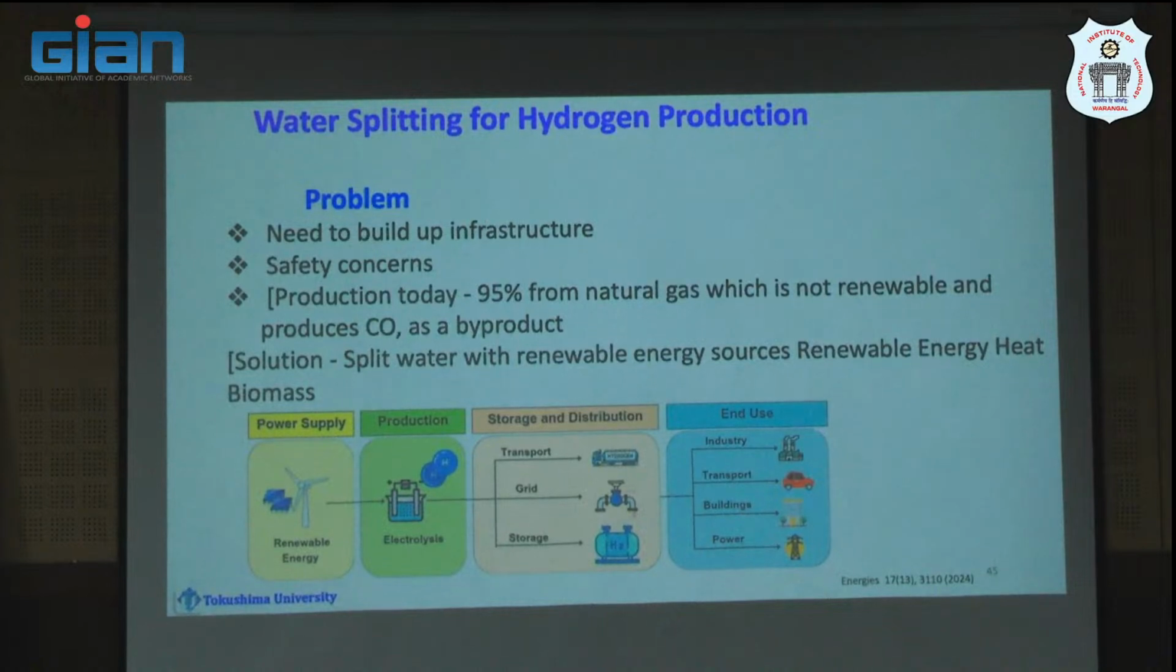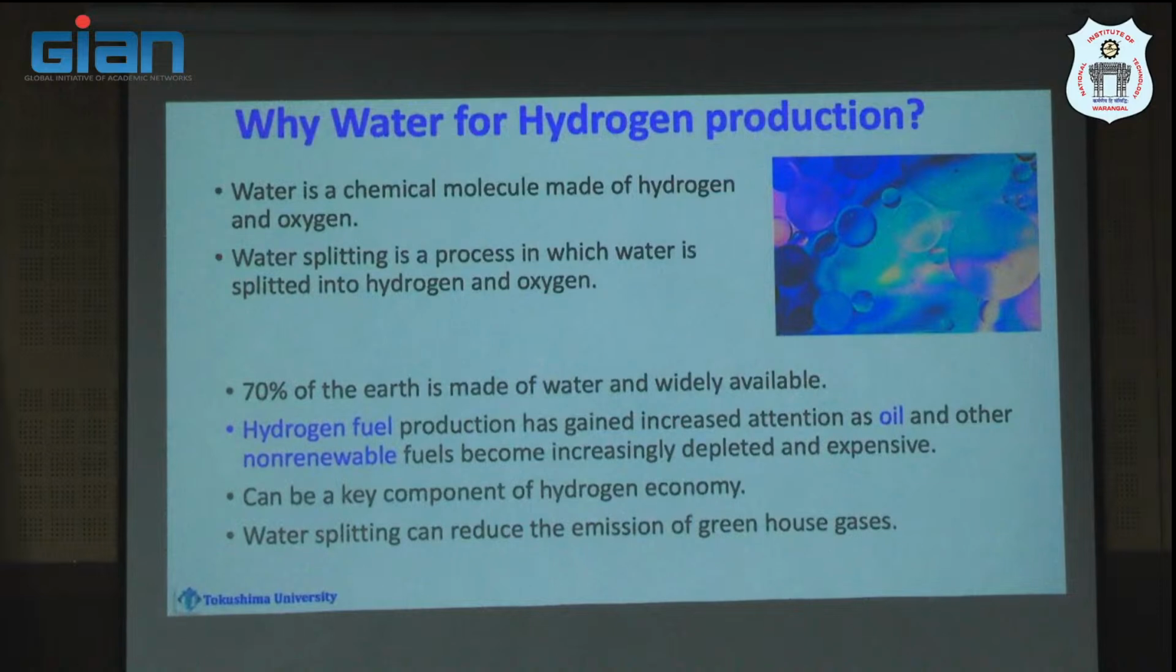And water splitting applications can be used in various fields like industry, transportation, buildings, and power, or we can store this hydrogen for a long time, so you can store it and use it later on also. That's why hydrogen production is important. And once we succeed in hydrogen production, it can be used in various industries and applications.